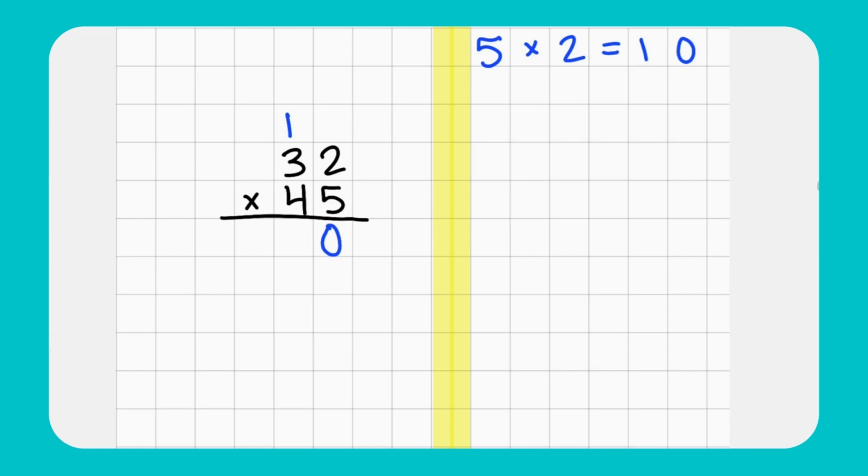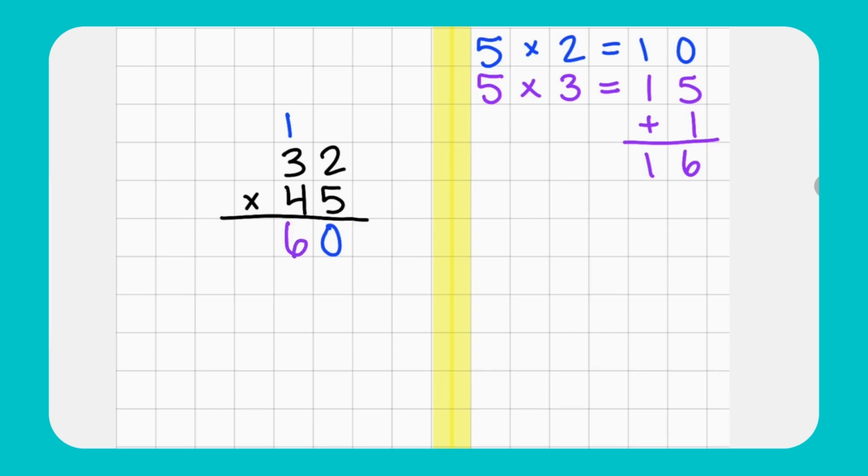Next, we're going to do 5 times 3. 5 times 3 is 15. But now we have this 1 up at the top that we carried from the previous answer. So we need to add that 1 to our 15, making it 16. So 16 is the number that we'll write.